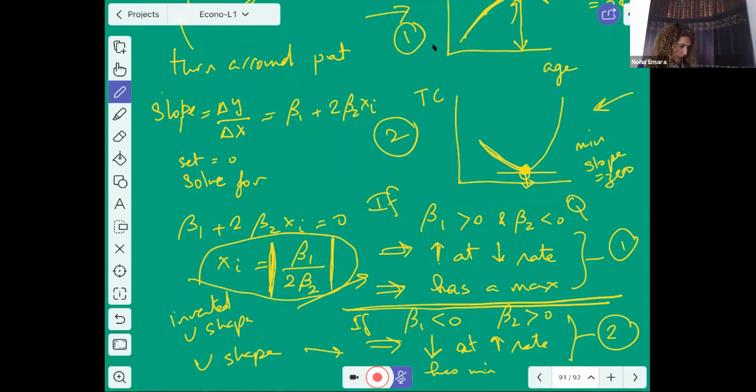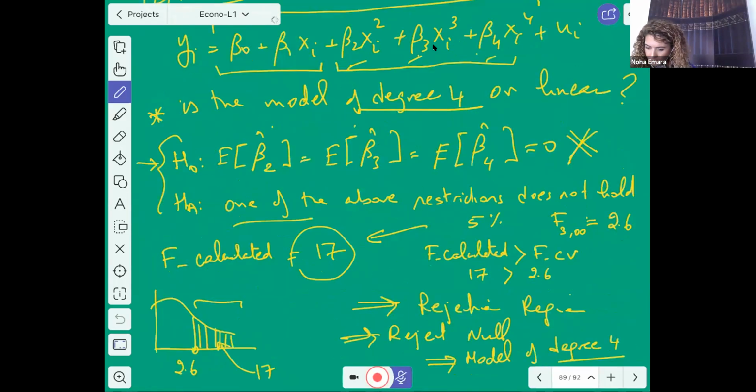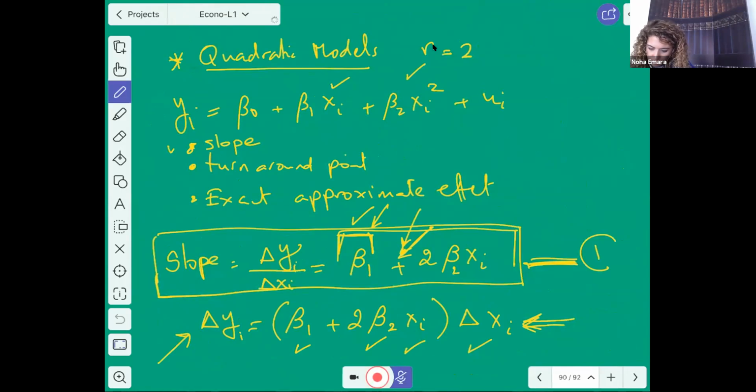All right, let me make sure of what we covered so far. We talked about the slope and the turnaround point. There is an exact and an approximate effect. We actually mentioned the approximate effect, which is this one. What is the approximate effect of X on Y? Whenever I'm using the slope function to solve for Y, I'm getting the approximate effect, because it reflects the changes in Y because of small changes in X.